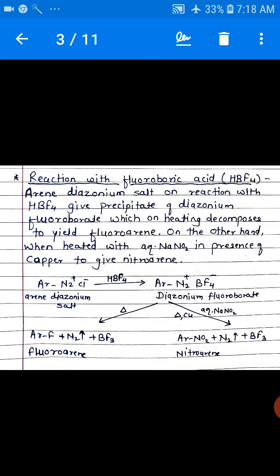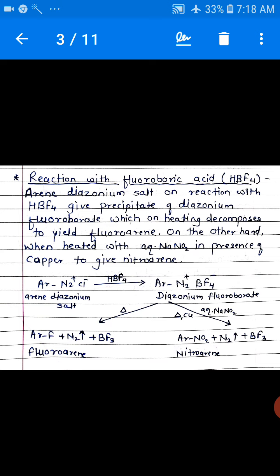Aryl diazonium salt on reaction with HBF4, means fluoroboric acid, gives a precipitate of diazonium fluoroborate, which on heating decomposes to yield fluoroarene. On the other hand, when heated with aqueous NaNO2 in presence of copper, it gives nitroarene.